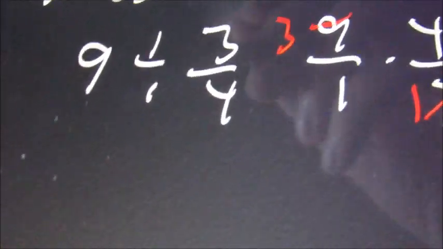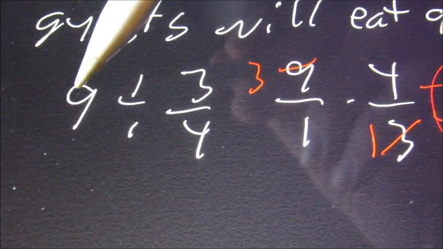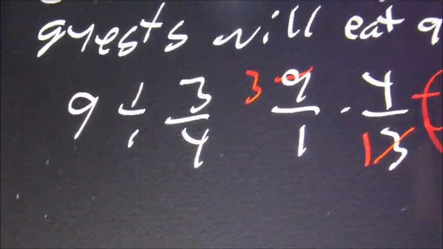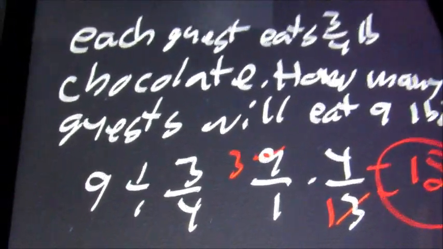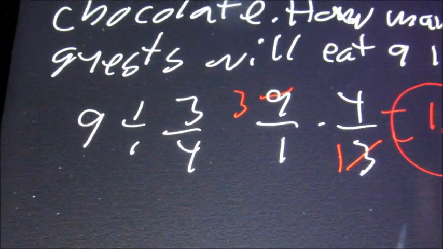So on these questions, you're going to divide the pounds of chocolate by what each person is going to eat. And that is it for section 4.2.